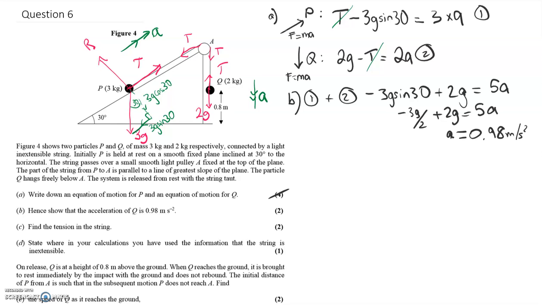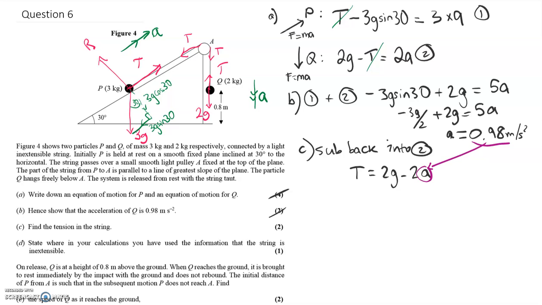Right, so that's A done, B done. Find the tension in the string. All you have to do is sub back into either equation 1 or 2. Let's do equation 2 because it just looks a bit simpler. So you will have T equals 2G minus 2A. Put your A value in, the one you worked out previously, and you get T equals 18 newtons.